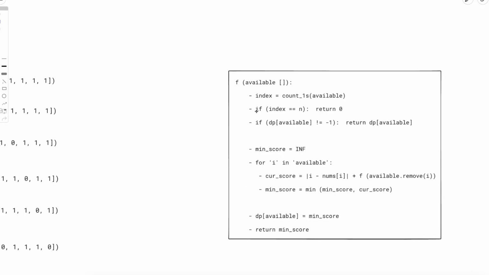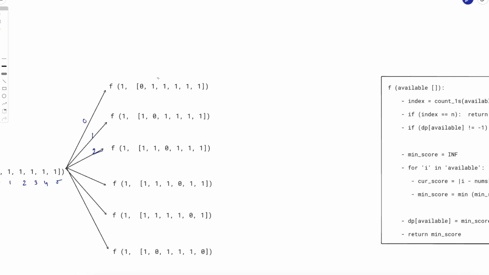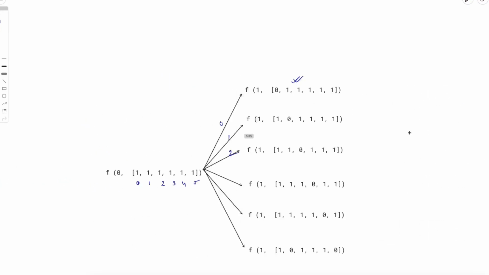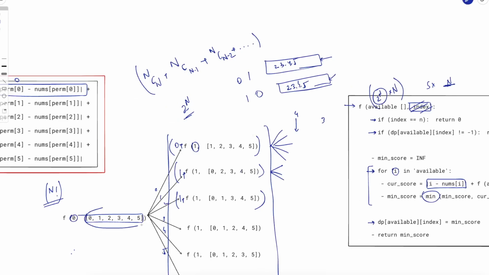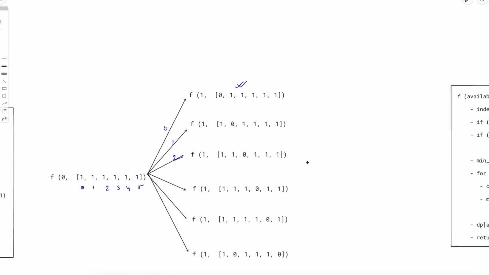Basically this index is something which we can derive from the available array itself. So assume that available is this, right? So in this case, what is the index you are looking at? Index would simply be n minus count of ones, right? I think I mistakenly wrote count of ones, but it will be n minus count of ones. Or if the available array looks something like this, then it will simply be n minus available dot size, right? So index is something which you can derive from available itself.